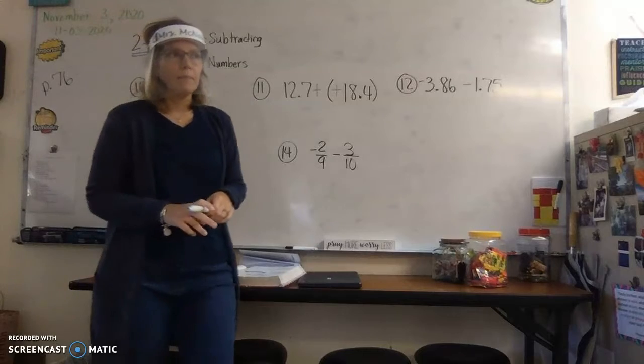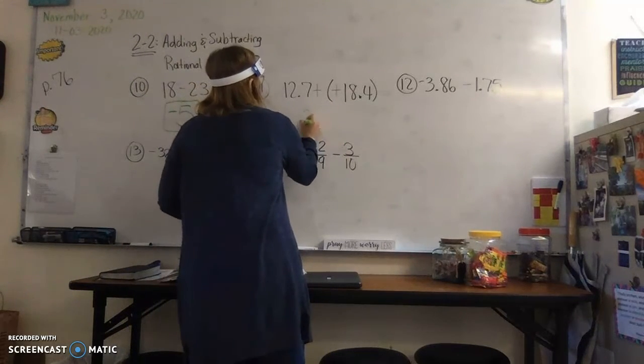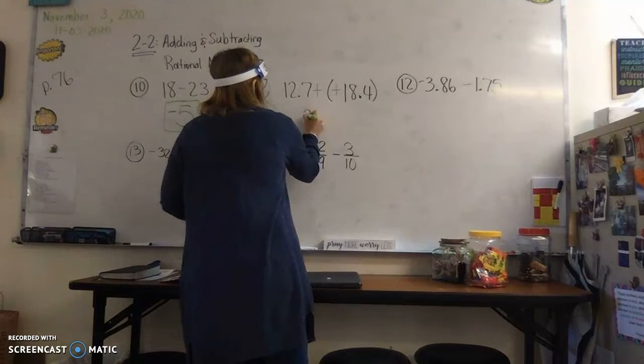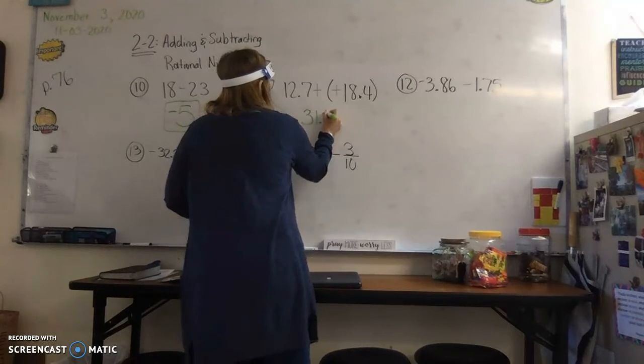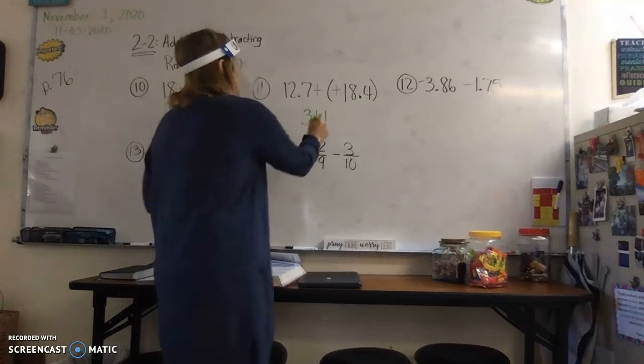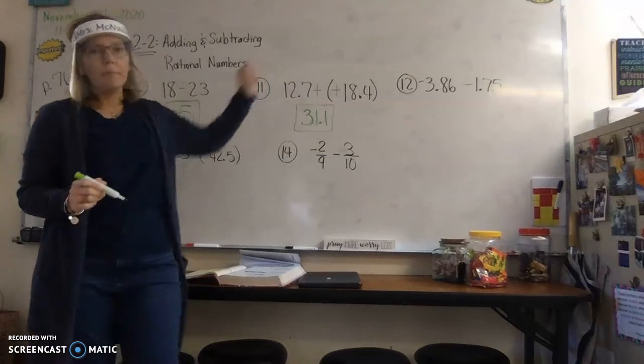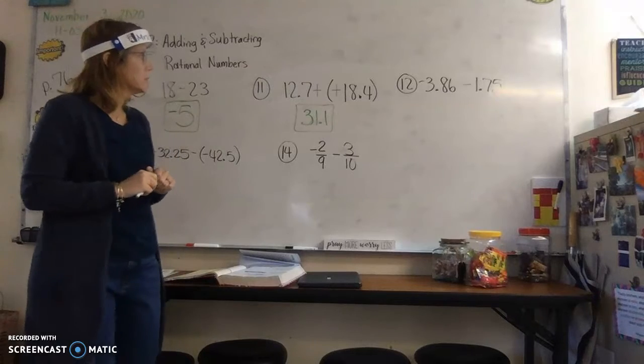What is that? 31. Elizabeth, do you have your calculator today? No, you're going so fast. That's good. Okay, and it's going to stay positive because now both my numbers up there are positive. So 31.1.